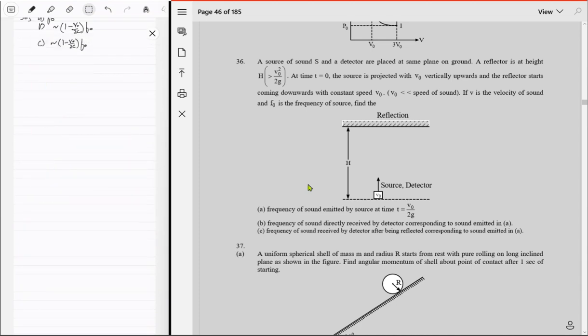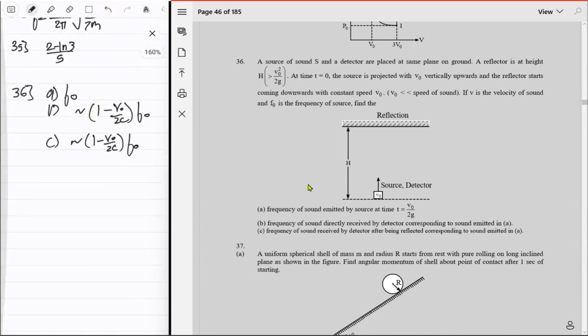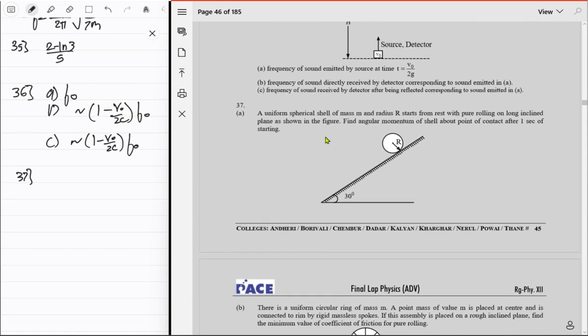Next question. 37 is whatever. Uniform spherical shell of mass m radius r starts from rest with pure rolling on a long inclined plane as shown in the figure. Find the angular momentum of the shell about the point of contact after 1 second of starting. So after 1 second, what's the angular momentum of the shell?